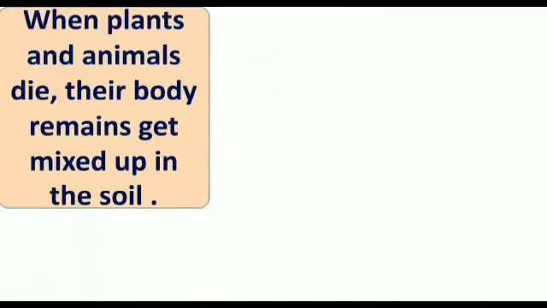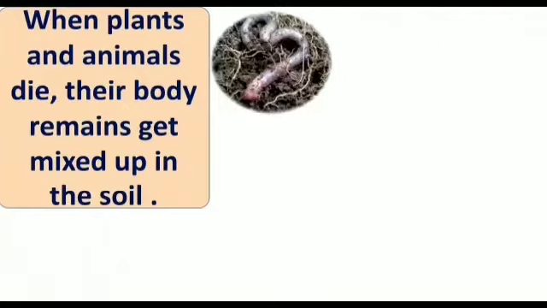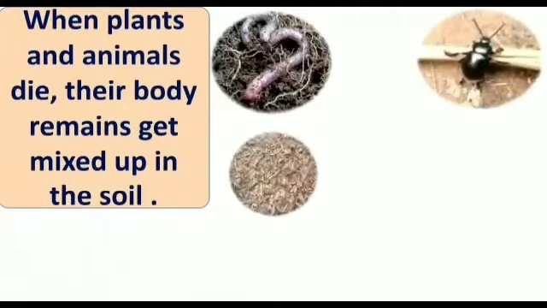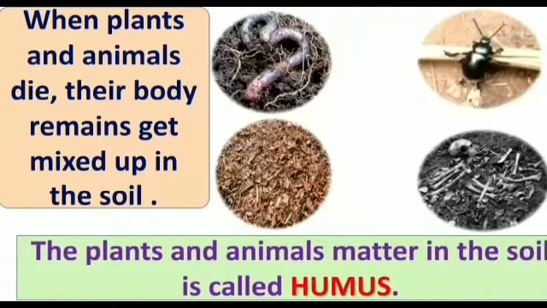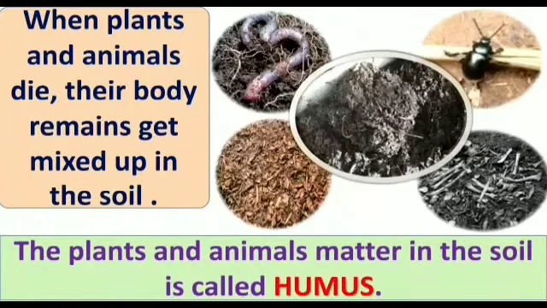So when plants and animals die, their body remains get mixed in the soil, and after this process takes place, this forms the humus which makes the soil fertile, and this fertility helps in the growth of the plant.